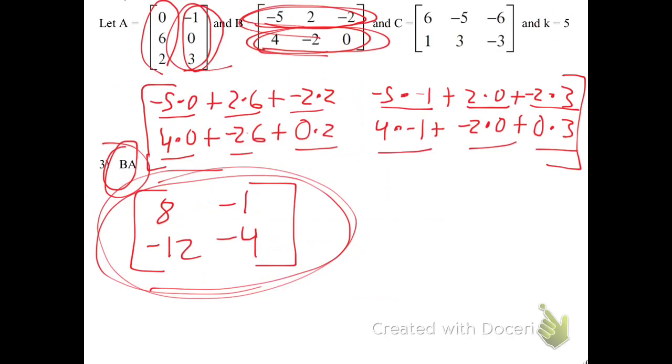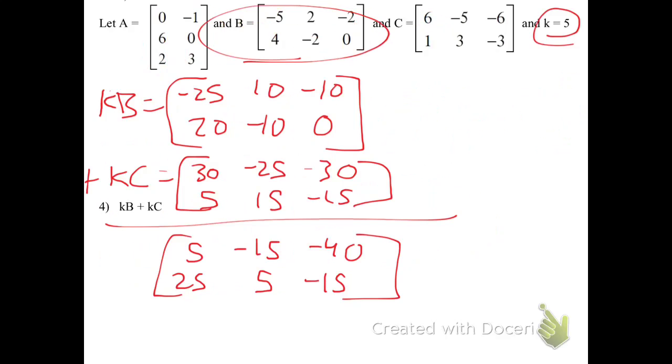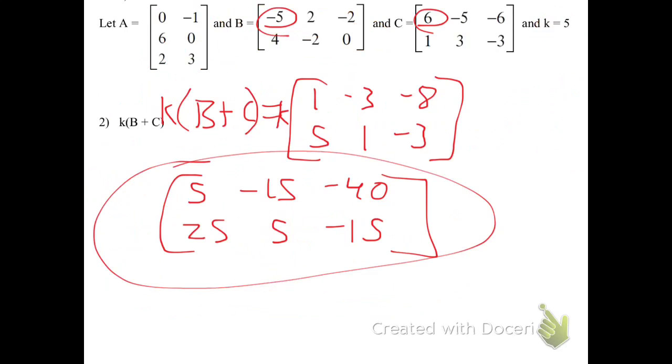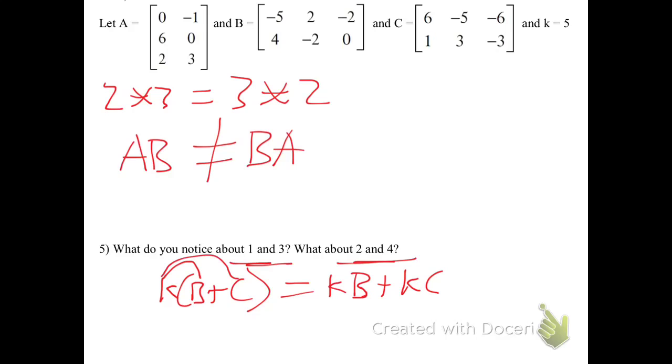Number 2 and 4, jump over to 2 and 4. So 2 gave us 5, negative 15, negative 40, 25, 5, negative 15. Well, let's jump over to 4. And you notice here, you get the exact same answer. Okay? And that's something to note, that K times B plus C is equal to KB plus KC. And so something that does work is when you're multiplying by a scalar, you can multiply through, and it works out, and it's still equal. There you go.